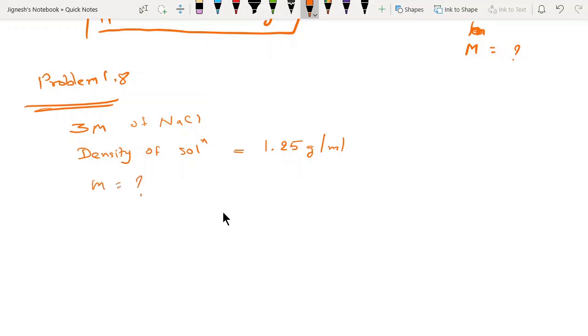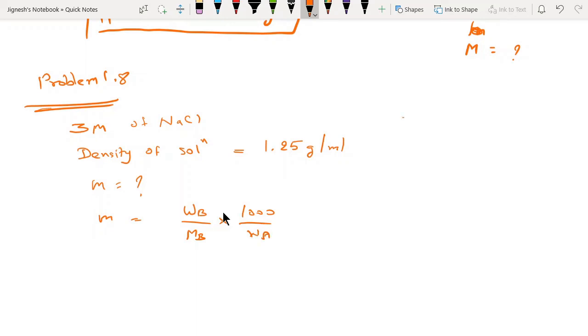Okay, the question is like, sir, nothing is given to us. Now let's see what you have to do. You have to focus on what you have to find out. You have to find out molarity. Molarity means what? WB upon MB into 1000 upon WA. This is the formula.